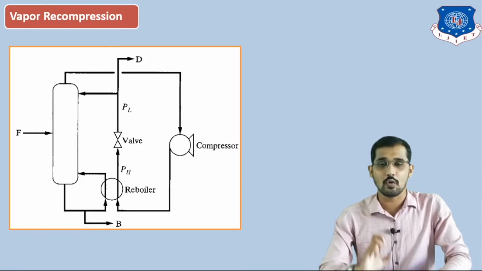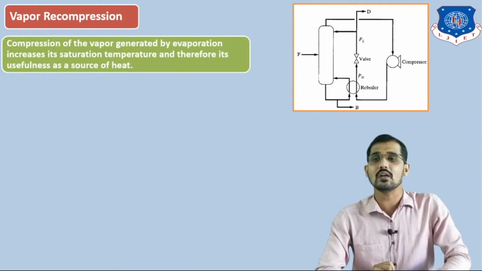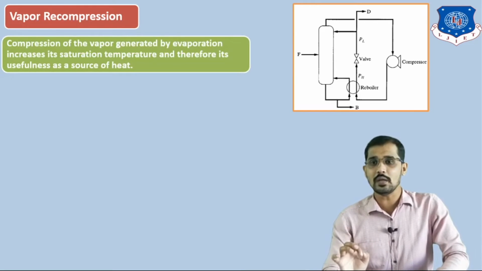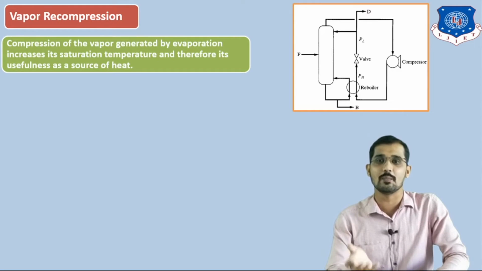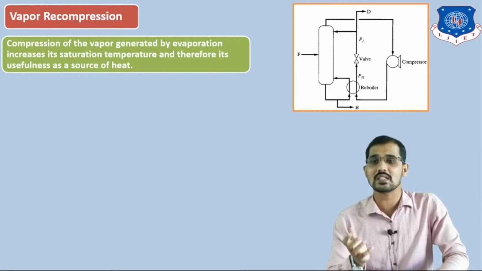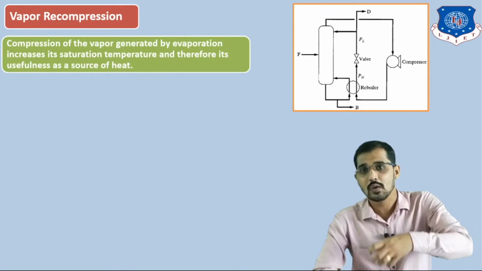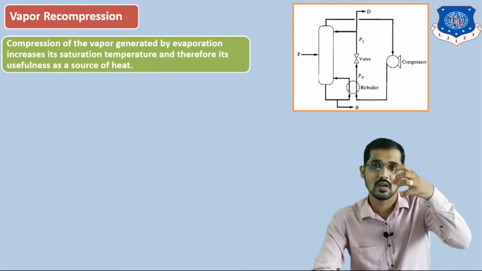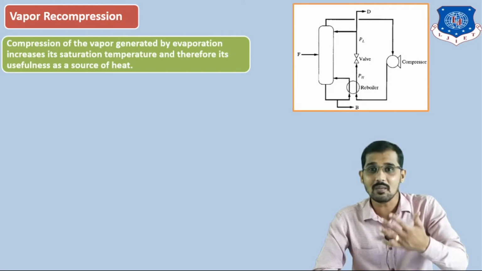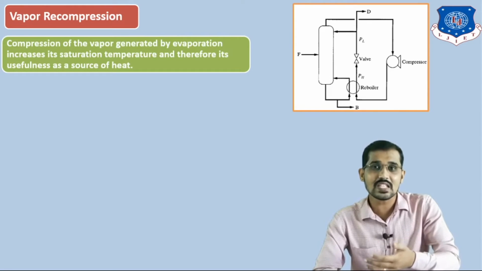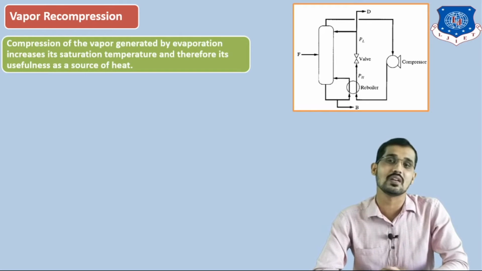Now we will see some important points of vapor compression. You can see on the screen, this is the figure and this is the first point. According to the first point, compression of the vapor generated by the evaporation increases its saturation temperature and therefore its usefulness as a source of heat. I told you, whatever vapors are generated from the distillation column, we collect from the top section. After that, we transfer them to the compressor where we compress them to a higher pressure and ultimately increase their temperature. That's why the output coming from the compressor is nothing but the heating source for the bottom section of the distillation column.